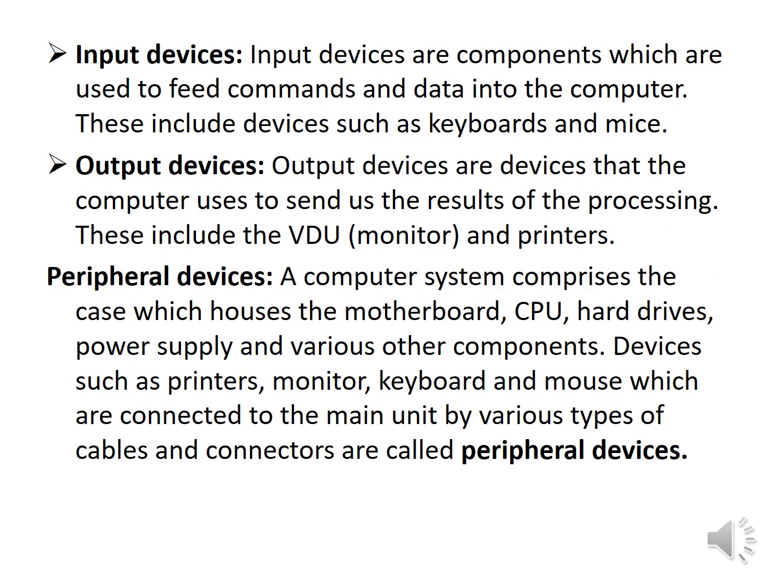There are input and output devices. Input devices are components which are used to feed commands and data into the computer. These include devices such as the keyboard and mouse. Output devices are the devices that the computer uses to send us the result of the processing. These include the monitor and printers.